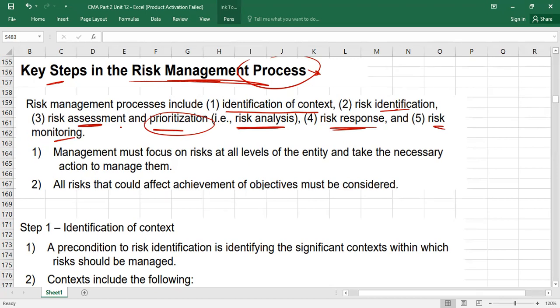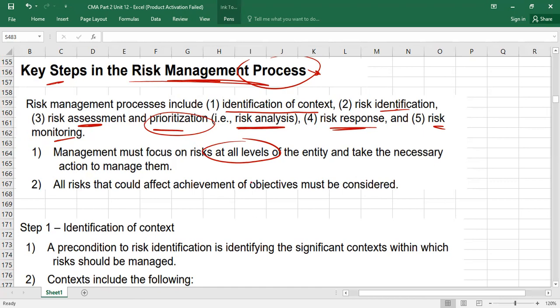Please remember here, being a management, you have to focus on risk at all levels. At all levels means risk management should not be only in one specific department, one specific business unit, or one specific factory. You should manage the risk at all levels, even at operational level, even at strategic level, or even at departmental level, unit level or factory level, right?